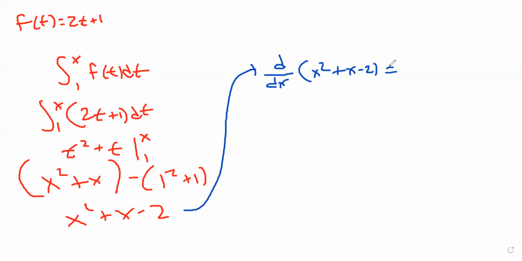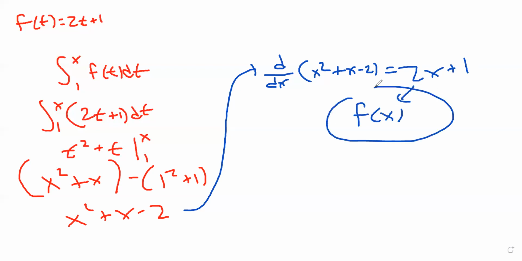Because we substitute for it, right? Why do we have to change the first place? It's so that you don't confuse them, because if you have an extra x, then you have to somehow distinguish between those, right? So if you take this derivative, you get 2x plus 1, which is f of x, right? Because obviously f of t is 2t plus 1.